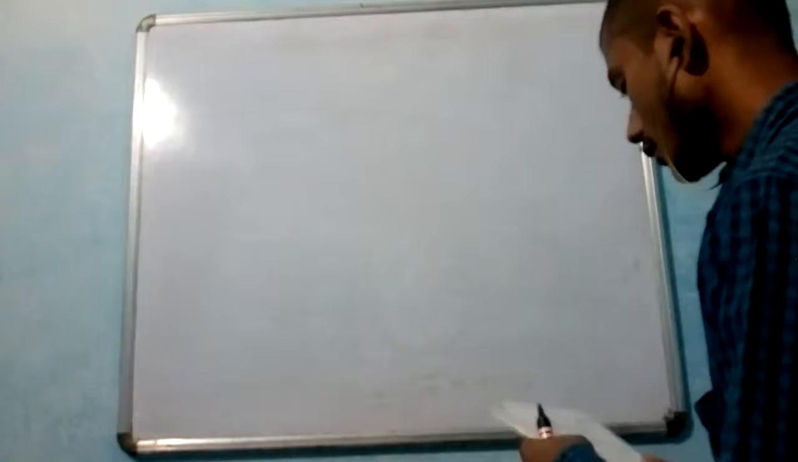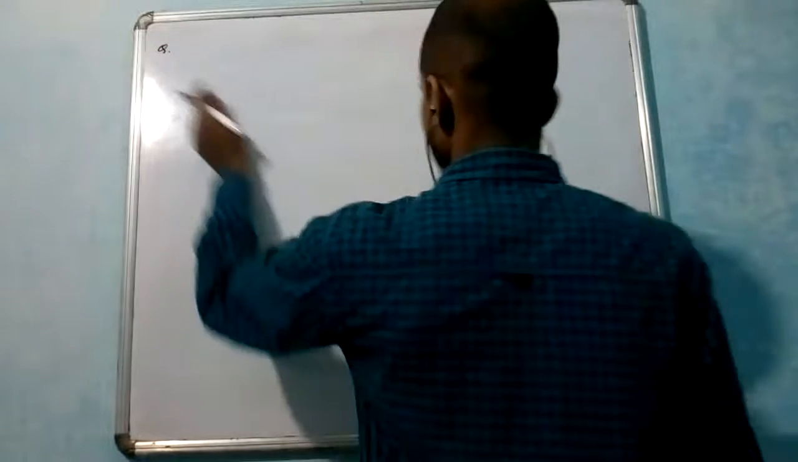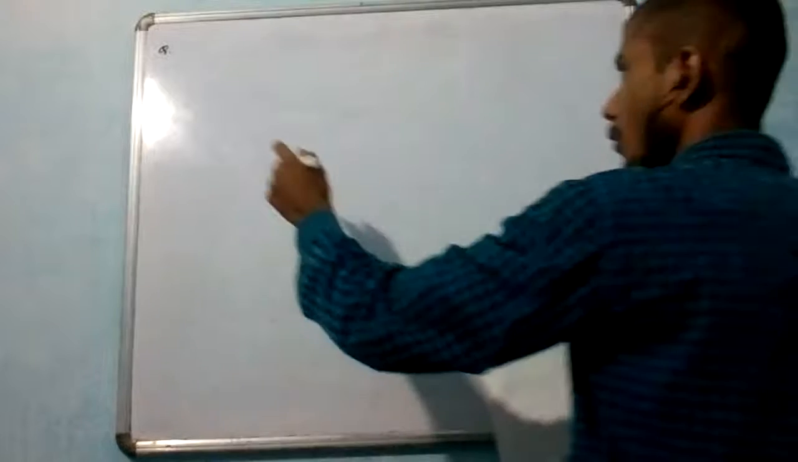Do you know how to split the middle terms in a quadratic polynomial or equation? How to split the middle terms? Do you know? See, one question is here: find the zeros of the quadratic polynomial.